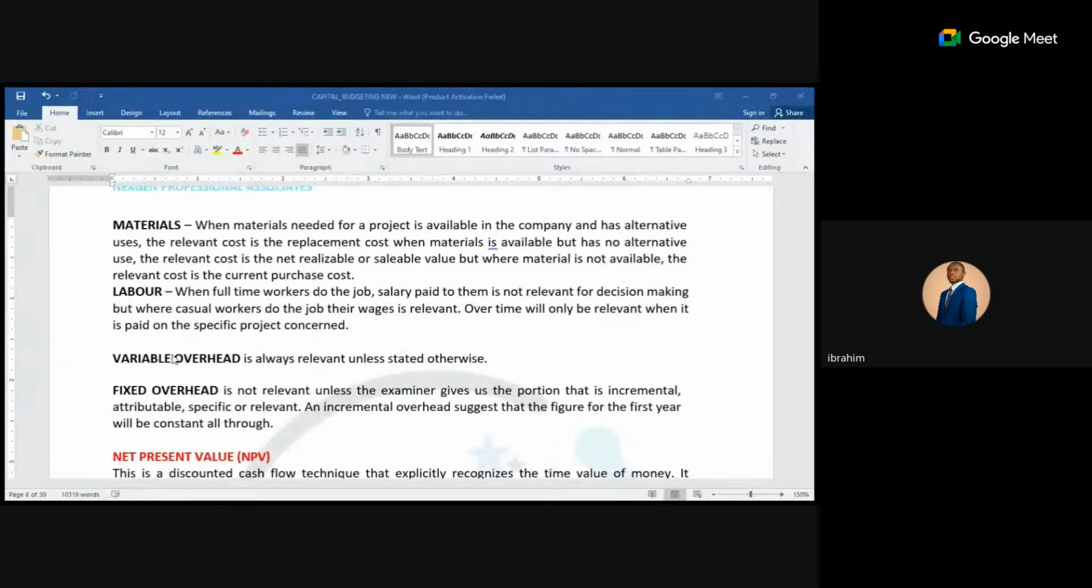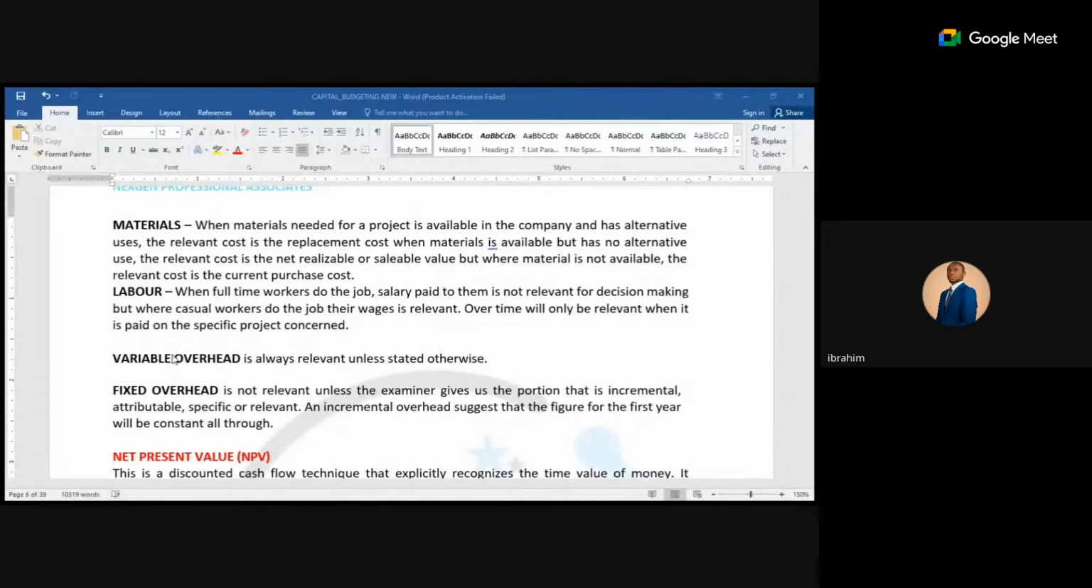The relevant cost will be the what? The current purchase cost. Now, in the case of labor, the normal labor is a committed cost, a sunk cost. The normal labor that you see is actually fixed. At the end of the month, whether you continue with this project or you don't, they will pay you a certain amount of money on a month-on-month basis. It is committed, it is sunk cost, so it is not relevant.